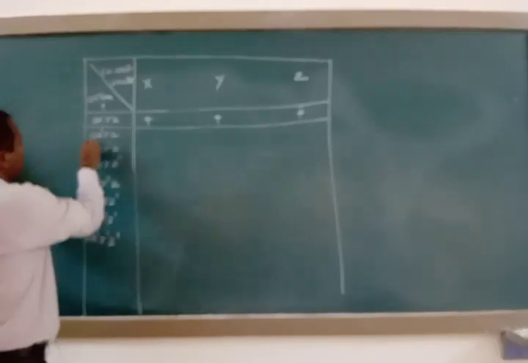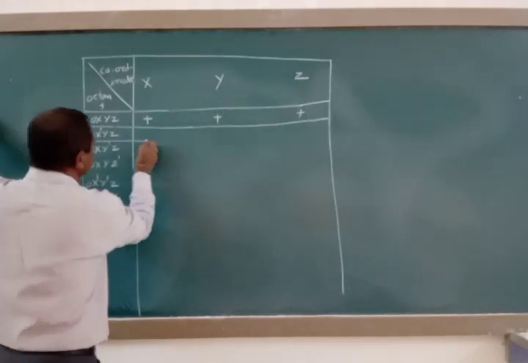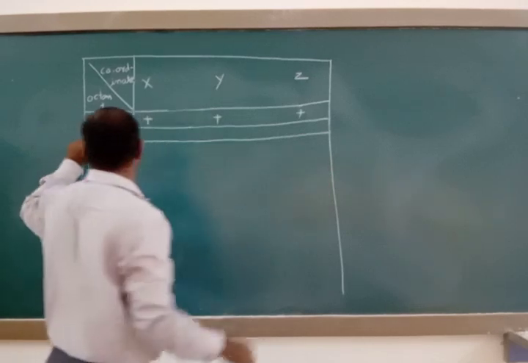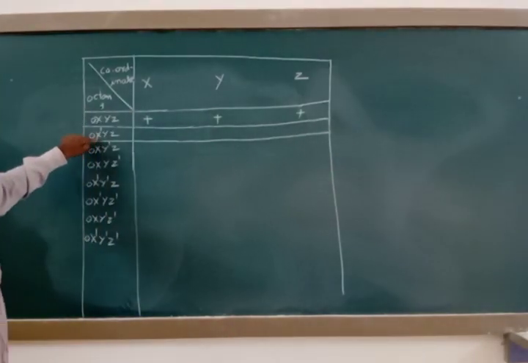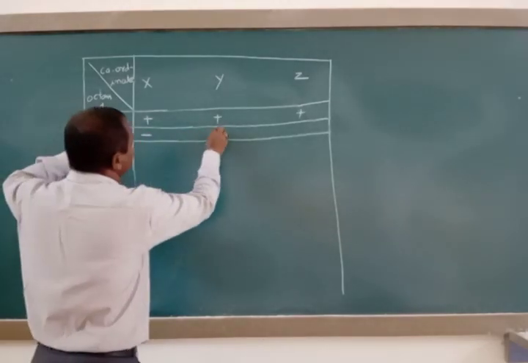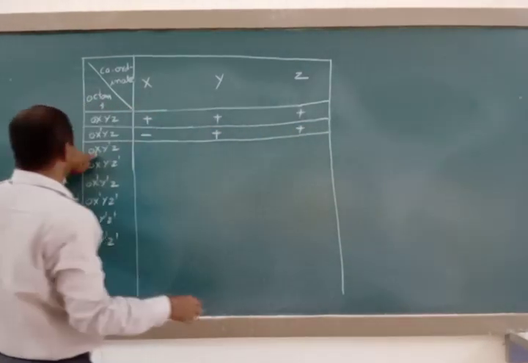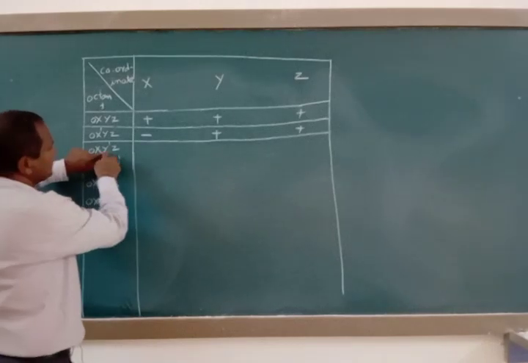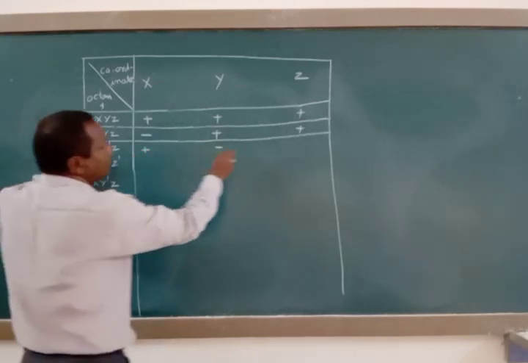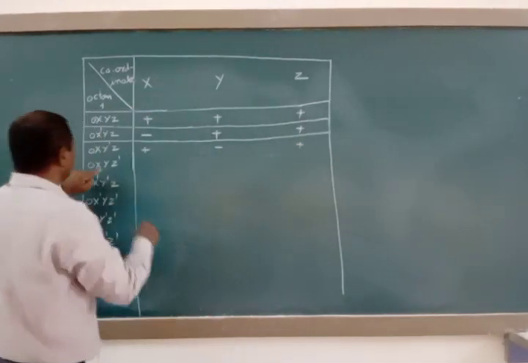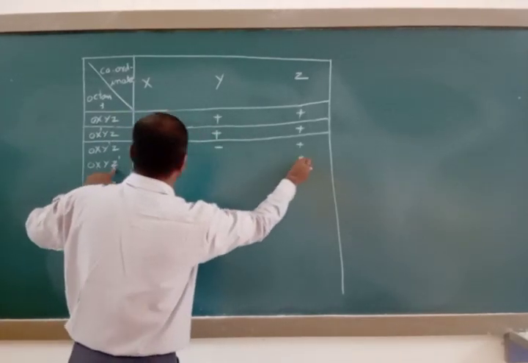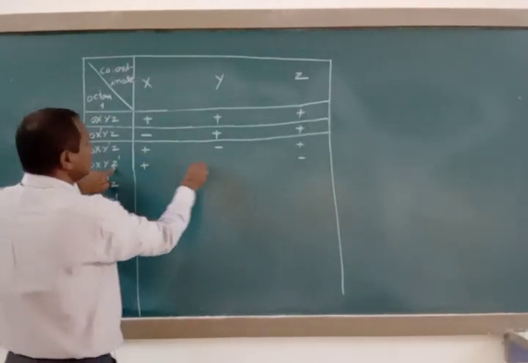Next come to Ox'yz. Here the dash is there for x, so the x coordinate is negative but the remaining two are positive. Come to Oxy'z. There is a dash for y, that is negative, and the remaining are positive here. Next, the dash is there for z, so z is negative but the remaining two are positive, that is plus.